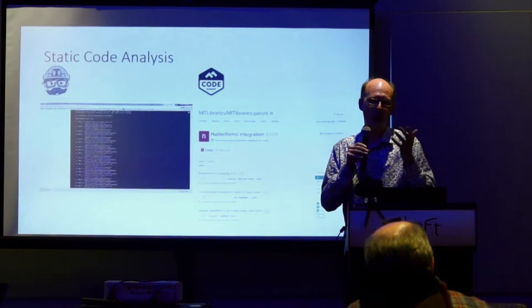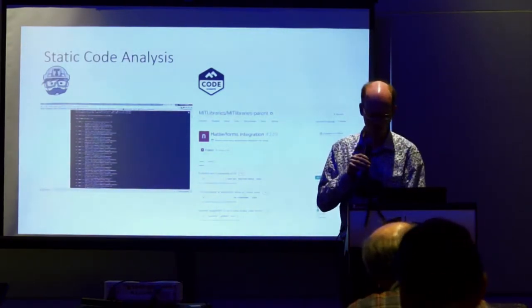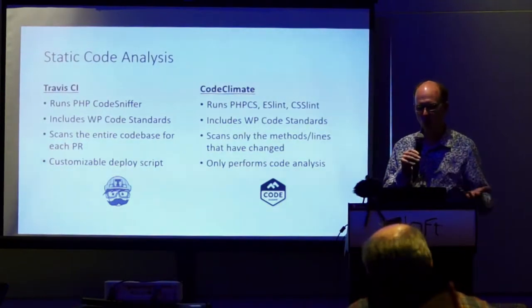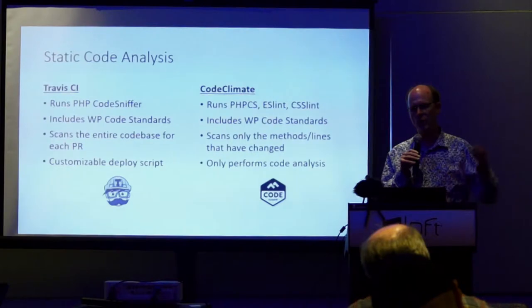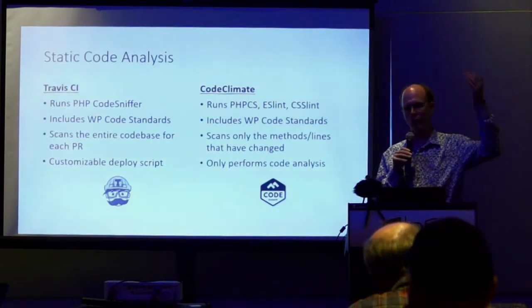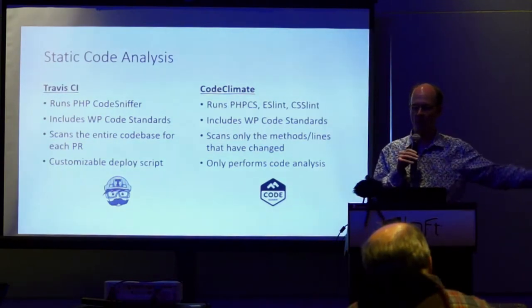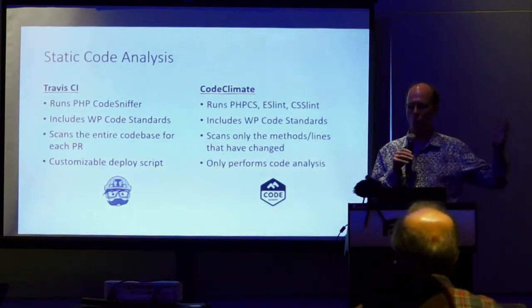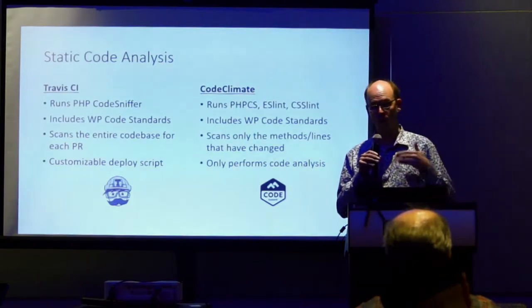I'm not going to argue that you need to have both, but I will be able to compare and contrast what we're getting out of each one. The Travis tool runs under the hood a tool called PHP CodeSniffer, which is code linting that will look at every line of PHP and compare it against whatever standards you define as to how you want your code to be written. We have it configured to use the WordPress coding standards.